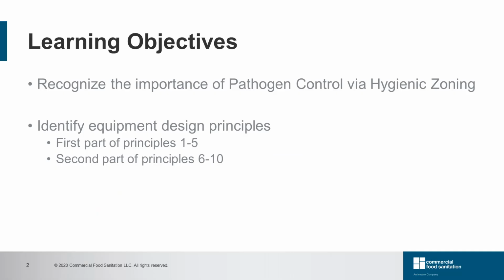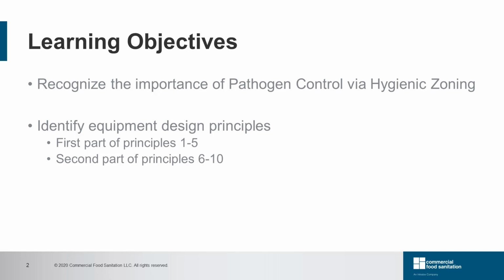In this second module, we would like you to recognize the importance of pathogen control via hygienic zoning and to get familiar with the equipment design principles. We have divided the part of the equipment design principles in two parts. In the first part, we will cover the equipment design principles 1 to 5, followed by the second part where we review the principles 6 to 10.